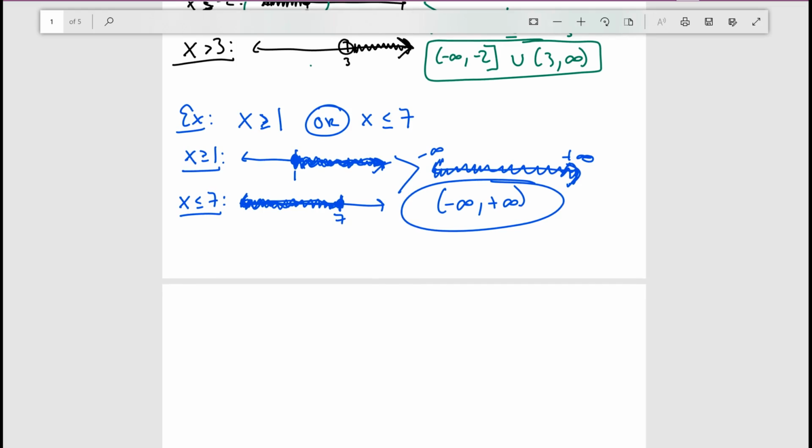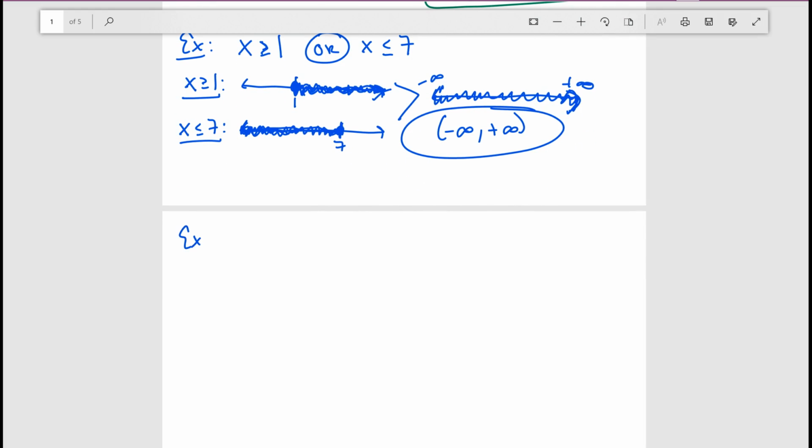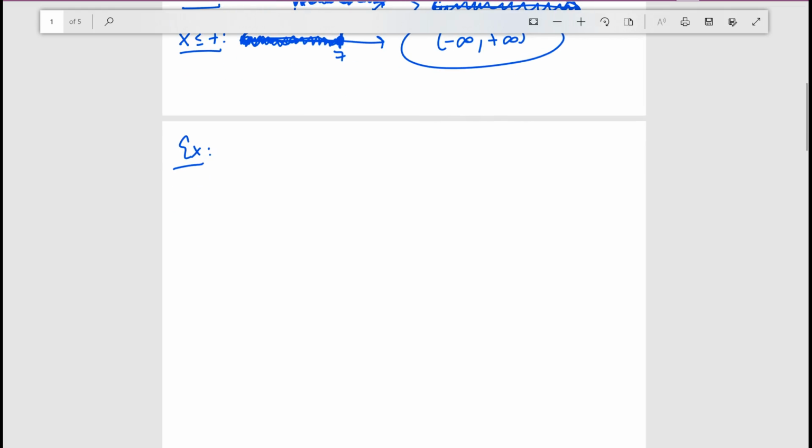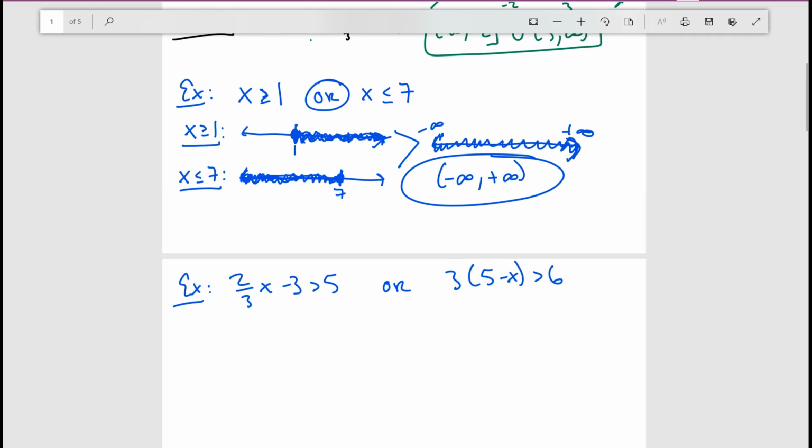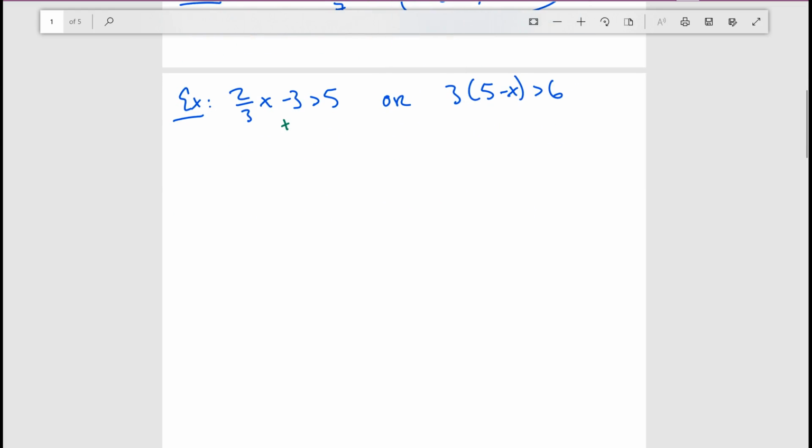Okay. So let's do one more. Let's say we have 2/3 x minus 3 is greater than 5, or 3 times 5 minus x is greater than 6. Very similar to the AND ones. The first thing I'm going to do is solve them, because this time we don't have them solved like we had before. So I'm going to add the 3 over, get rid of that. So I'm going to have 2/3 x is greater than 8.